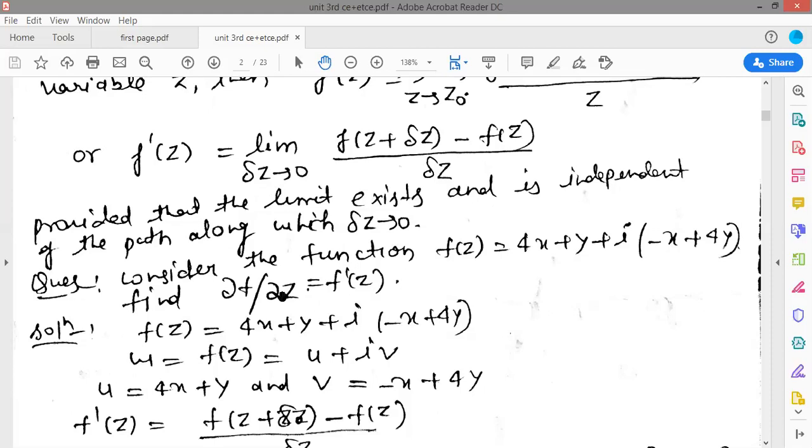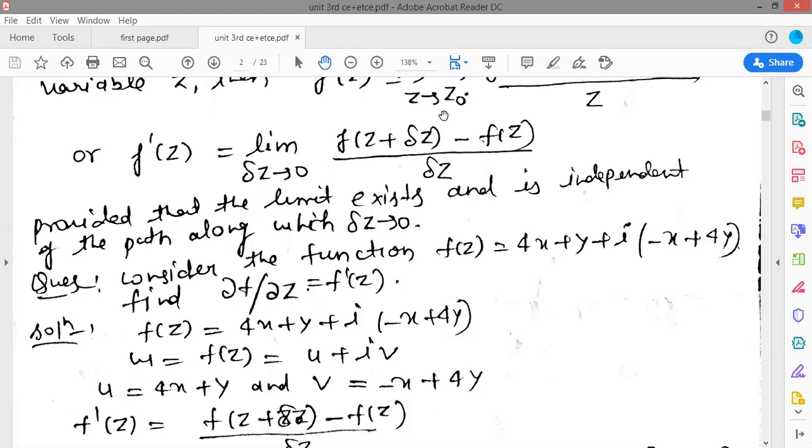Now there is an example here. Consider the function f(z), this one, then find ∂f/∂z, which is f'(z). So we have our function f(z), and we know that w = f(z) = u + iv. So we can compare on both sides. So u is equal to this one and v is equal to this one. Now we need to find f'(z).